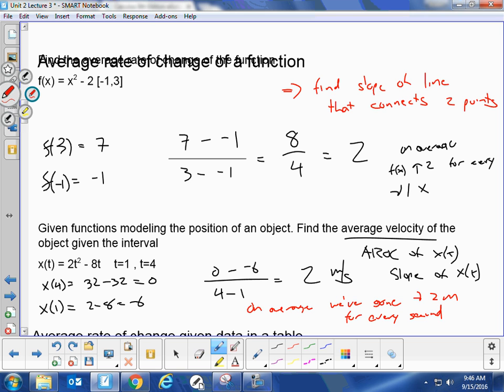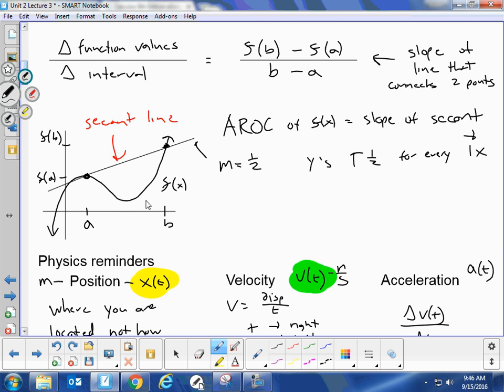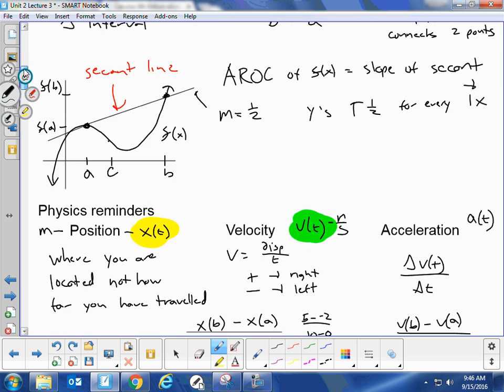Good. So now we know on average. But let's talk about what's going on at a specific location. Let's talk about, am I moving up or down on this graph here at C? If I'm given a table, if I'm given a function, can I figure out what's going on right at that location? Am I going up or down if I'm looking from the left to the right? And then how fast are we moving?